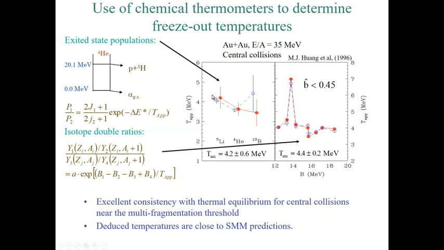The calculations, I think the data are in blue and the calculations are in red, but I'm not quite sure. Anyway, the data are treated, the calculations are calculated, you get the actual yields, but then you plug it into this formula to get the apparent temperature. You can see that they're quite in agreement that the actual temperature of the system that produces is 4.2 plus or minus 0.6 MeV. And if you go over here, for the isotopes, you get about the same number.